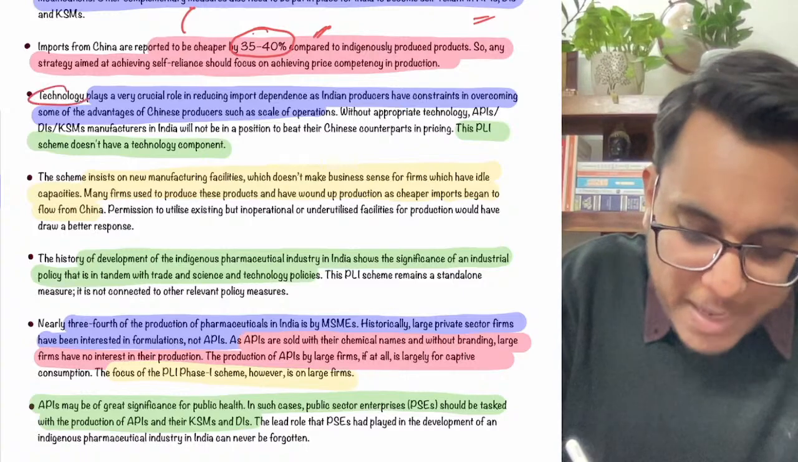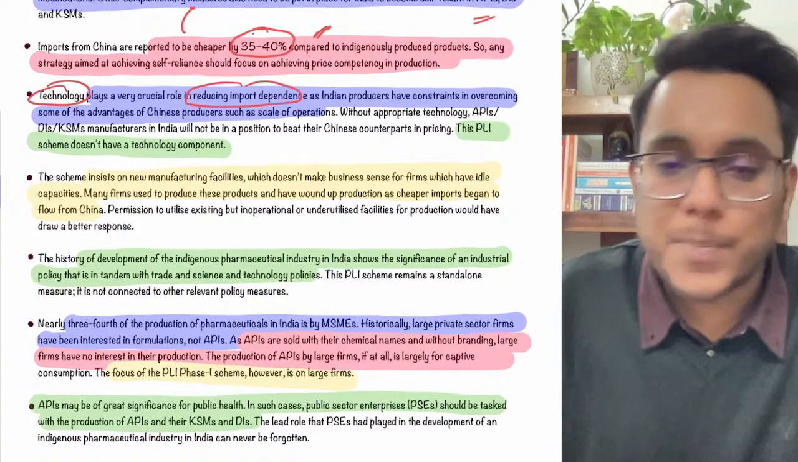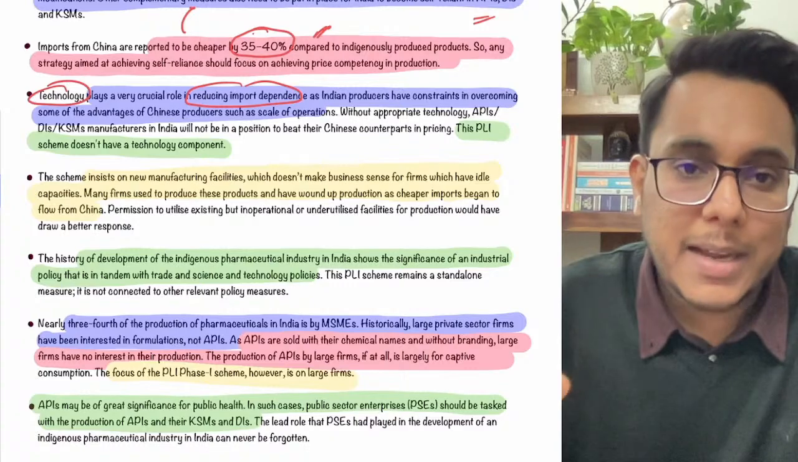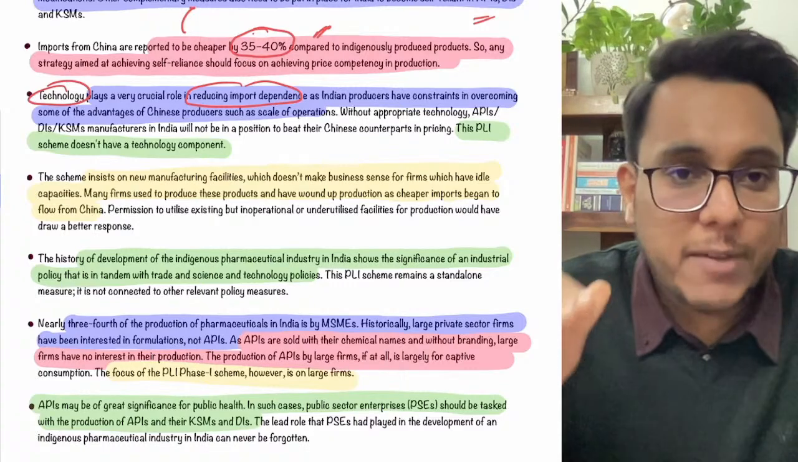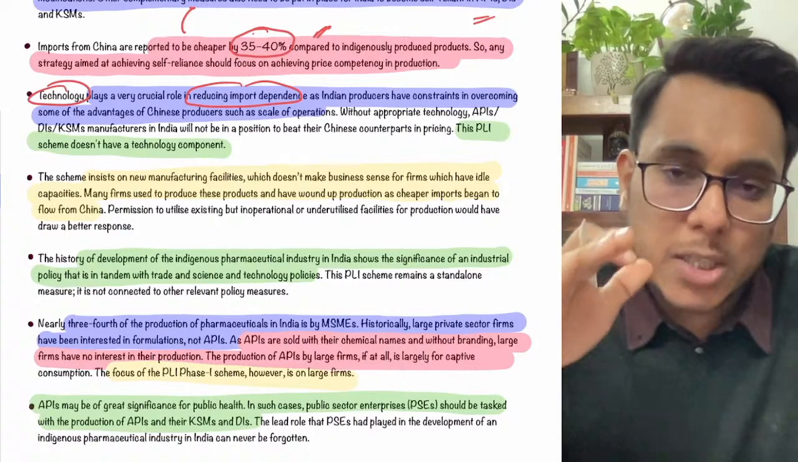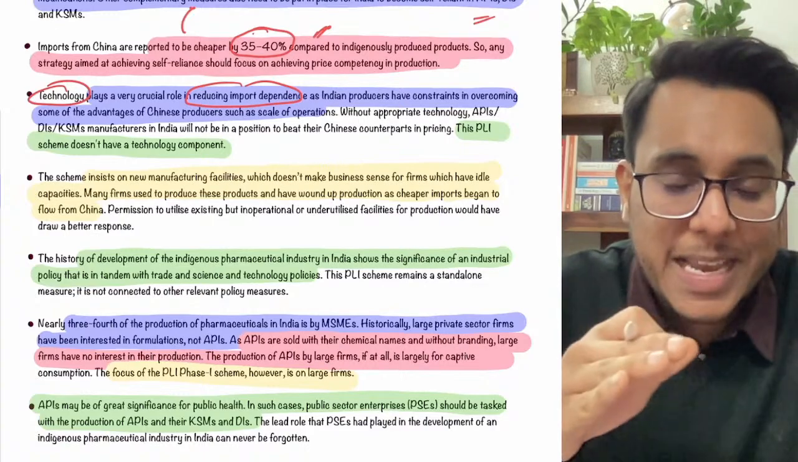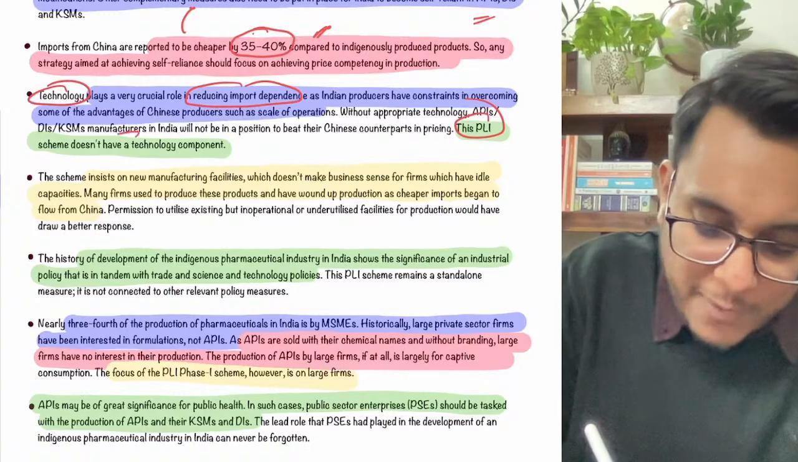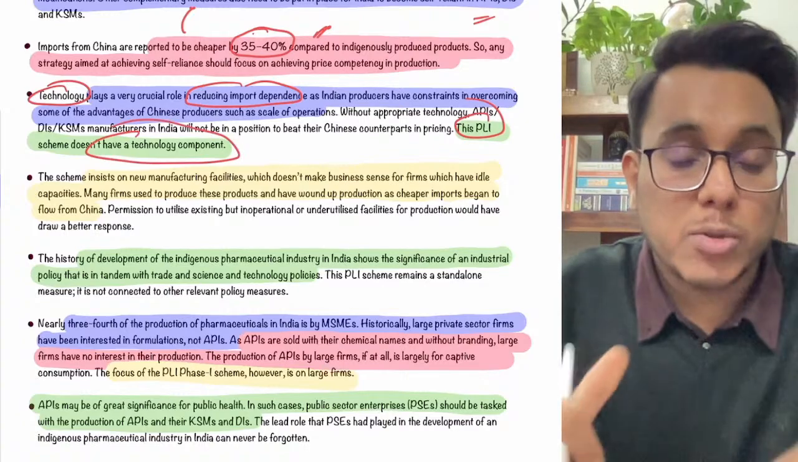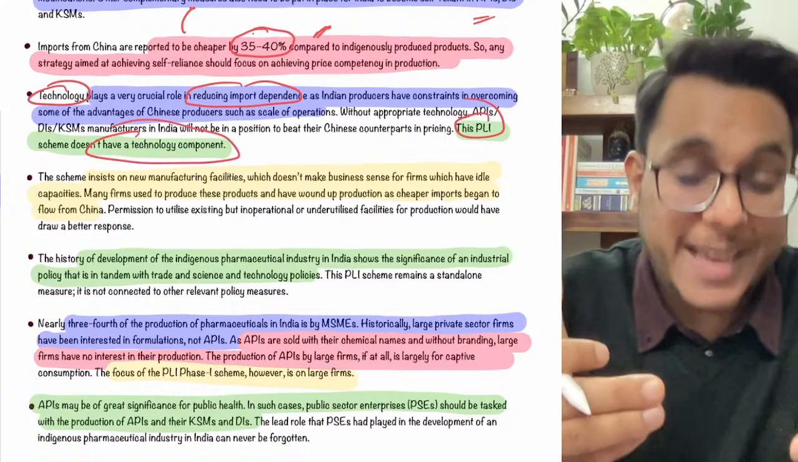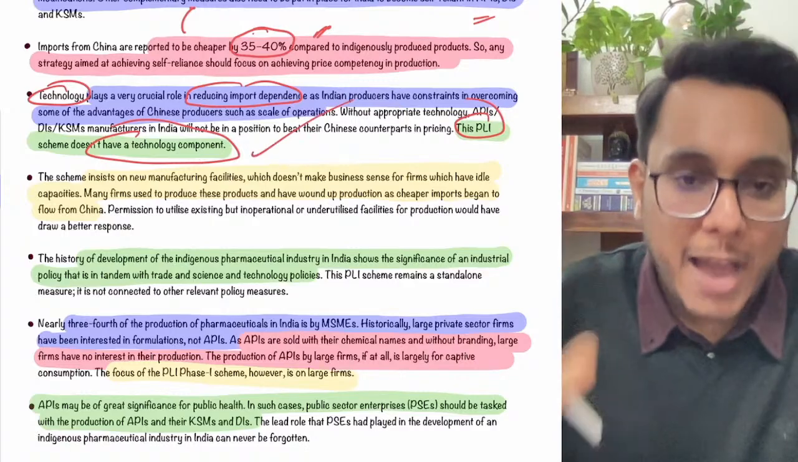Technology plays a very important role in the pharma world. Is it clear? The Chinese have invested a lot into technology, and cheap technologies have been provided to the pharmaceutical giants. In India, the PLI scheme does not have any technology component. So providing cheap and scalable technology is not there. This should have been there.